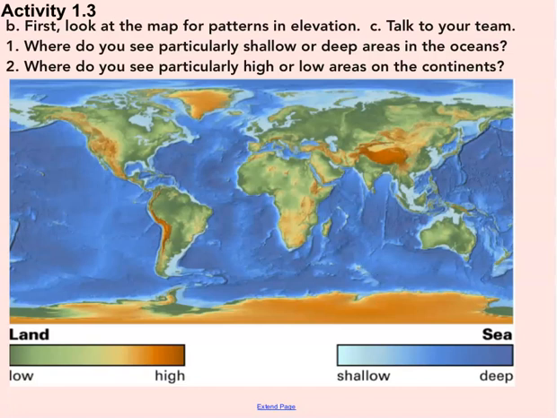So on page 12, where do you see particular high or low areas in the oceans? You can do this as a complete sentence, one or two sentences, or if you just want to use bullet points and list some key things. Where do you see particularly shallow or deep areas in the oceans? And once you get done with that, you're going to do number 2. Where do you see particularly high or low areas in the continents? And that will be on the top of page 13.